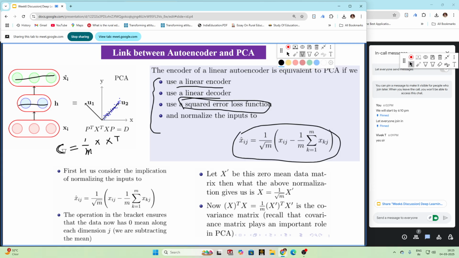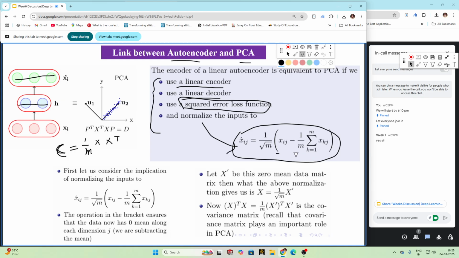Okay, that is the correlation matrix. The correlation matrix is nothing but C equals 1 by m, X into X transpose. If we want to present our autoencoder in the form of PCA, then we have to convert our input into this form. How is this similar to this?